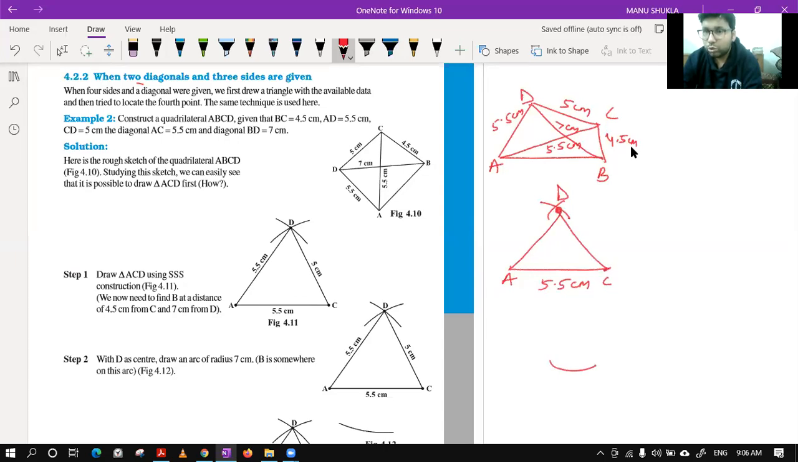Now what will you do to get the point B? I know my point B lies somewhere on this arc, but how will you get its correct position because you don't know the value of AB? Class, what will you do now? Please confirm. If you have got this arc from C, how will you get the correct position of point B? Which thing will help you that we have not used? Please tell.